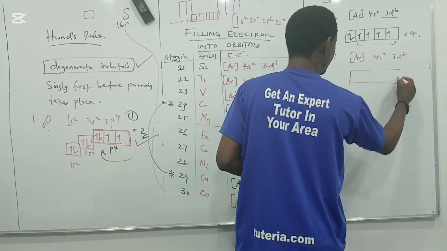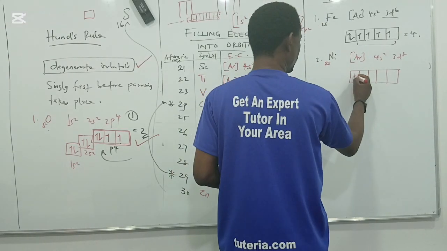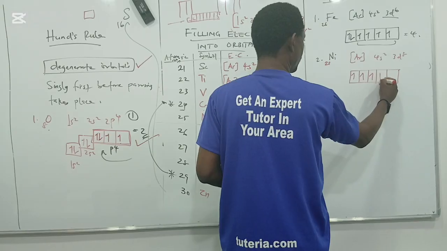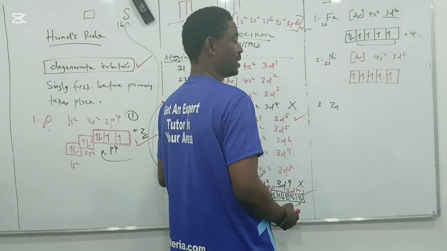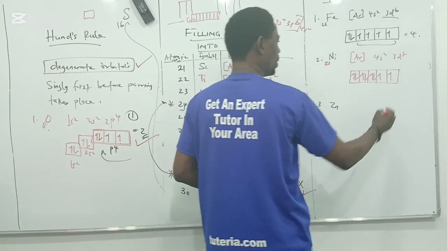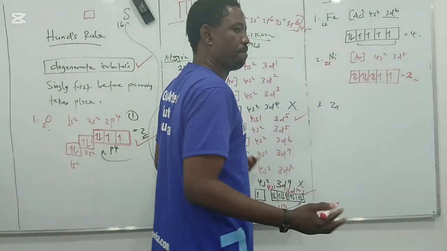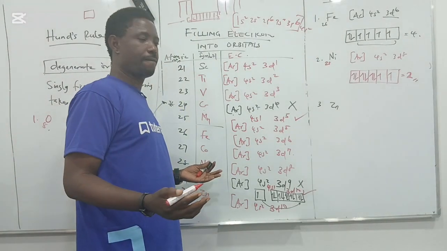Because we are going to the d8 configuration, let's see. Did you get this? 1 2 3 4 5. This is 1 2 3 4 5. That is filling singly first, that is 1 through 7, 8. So how many unpaired electrons is it? 2. That makes sense, doesn't it?